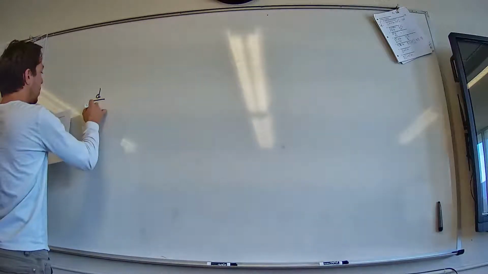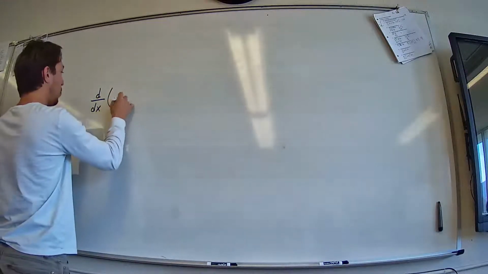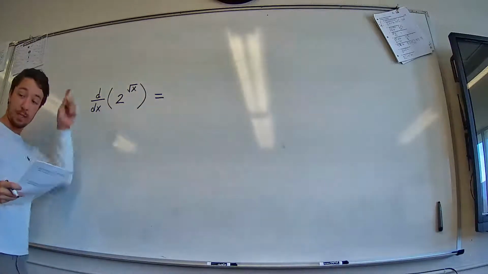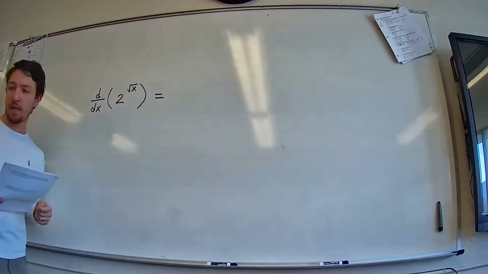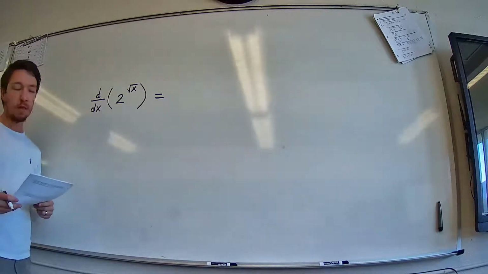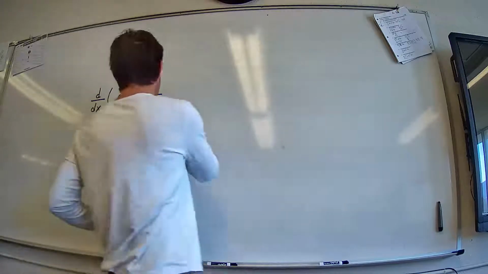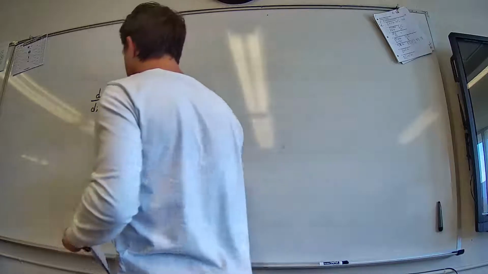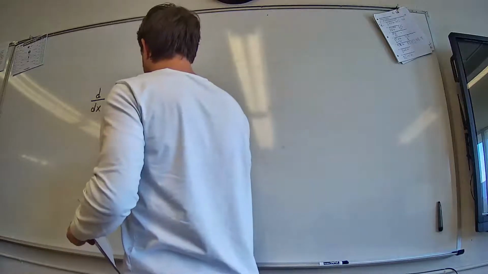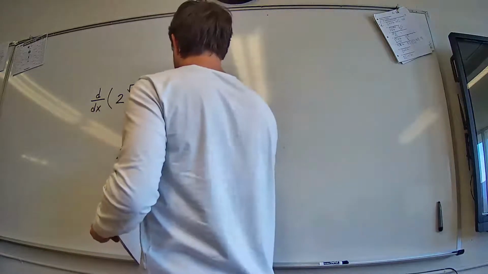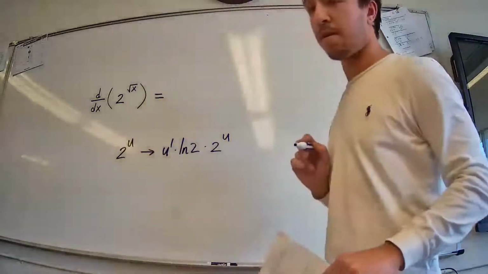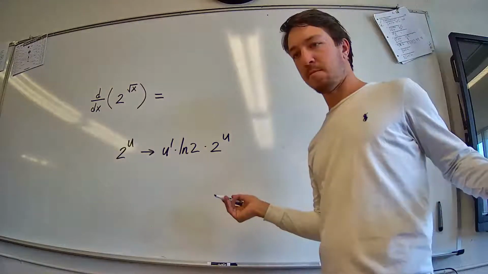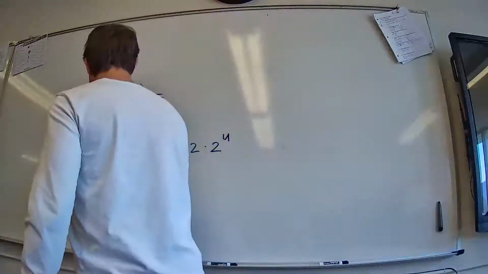What's the derivative of 2 to the root x power? Well, hopefully the one I just showed you makes sense to you. This is a chain rule. So this is 2 to the u. Remember, 2 to the u is going to turn into u prime times the natural log of 2 times 2 to the u. Are we cool beans with that? Okay with that? Sure.